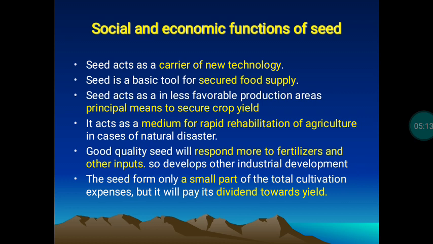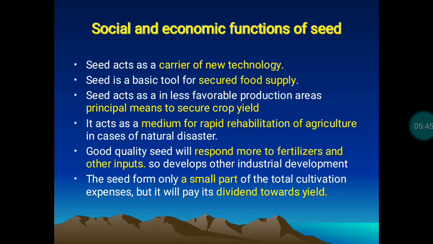Then good quality seed will respond more to fertilizer and other inputs, so it also develops other industries. Good quality seed will develop plants that always respond very well to fertilizers, pesticides, crop nutrients, all those things. Once the farmers realize the fertilizer responsive nature of the seed and the crop, they automatically start to demand other inputs. At that time, other industries will start up.